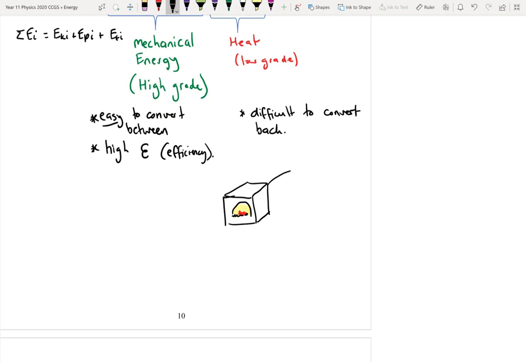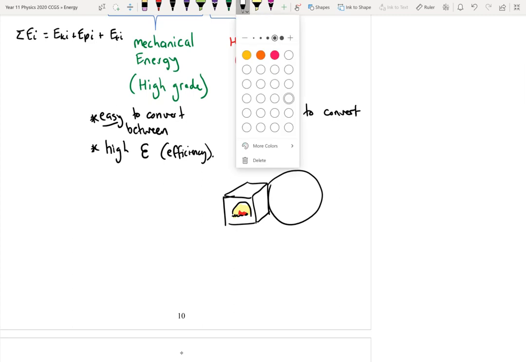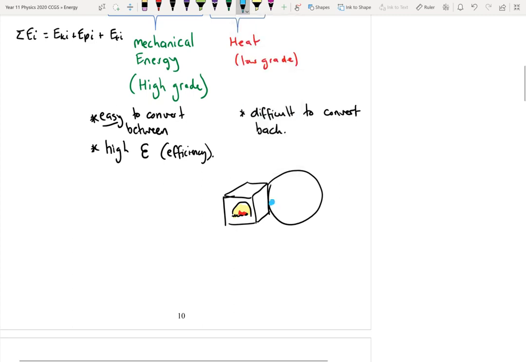We'd probably have some reservoir of water. Where's my water? There it is. A whole reservoir of water, which is going to turn into steam, and then maybe that steam could turn some kind of piston that's sitting in a cylinder, and so we get this up and down motion. We've now taken some heat and converted it back to mechanical energy.